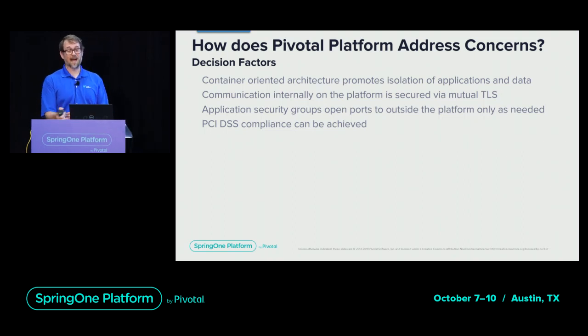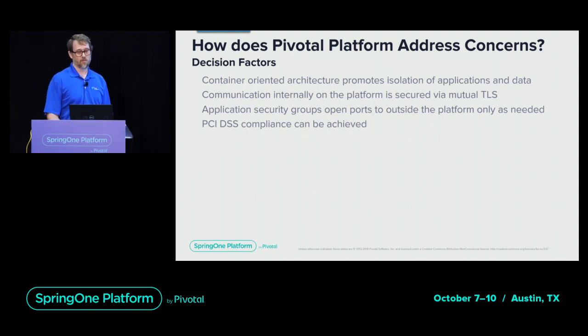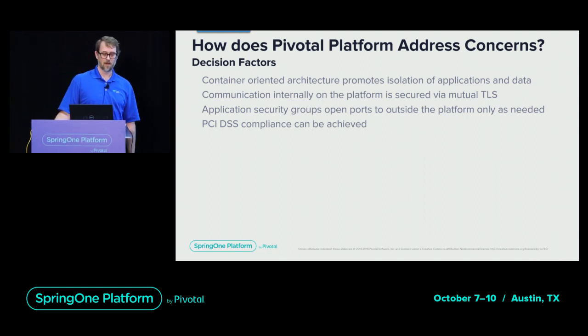So how did Pivotal Platform address some of our concerns as far as data protection goes? Of course, the container-oriented architecture promotes isolation of applications and data. And by that I mean there's the hyper-converged infrastructure architecture, which is really cool in a lot of ways, because every application essentially gets deployed to the platform in its own subnet with its own firewall, and it's all software-based, and it's pretty cool.